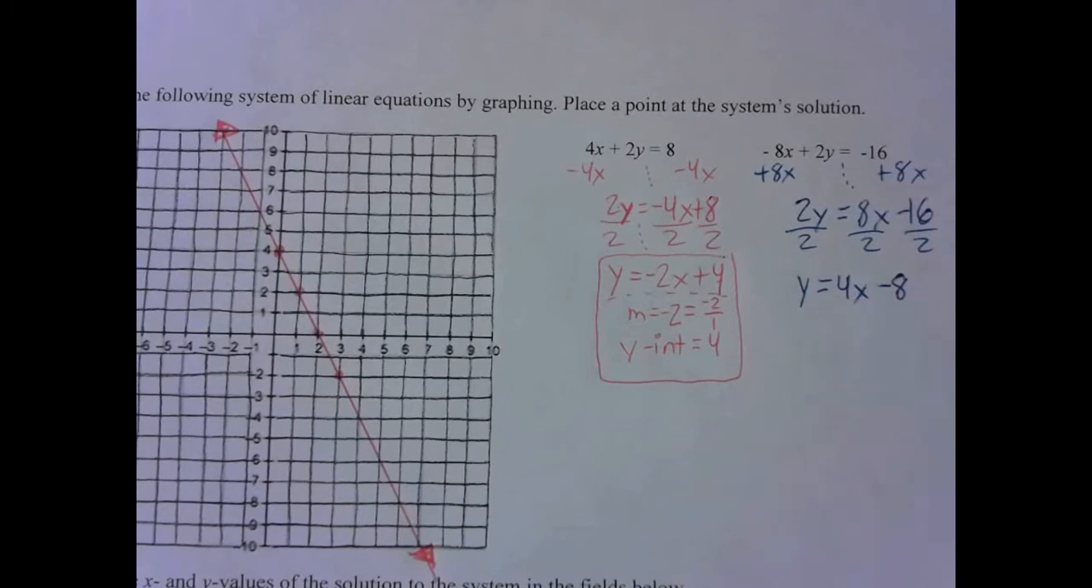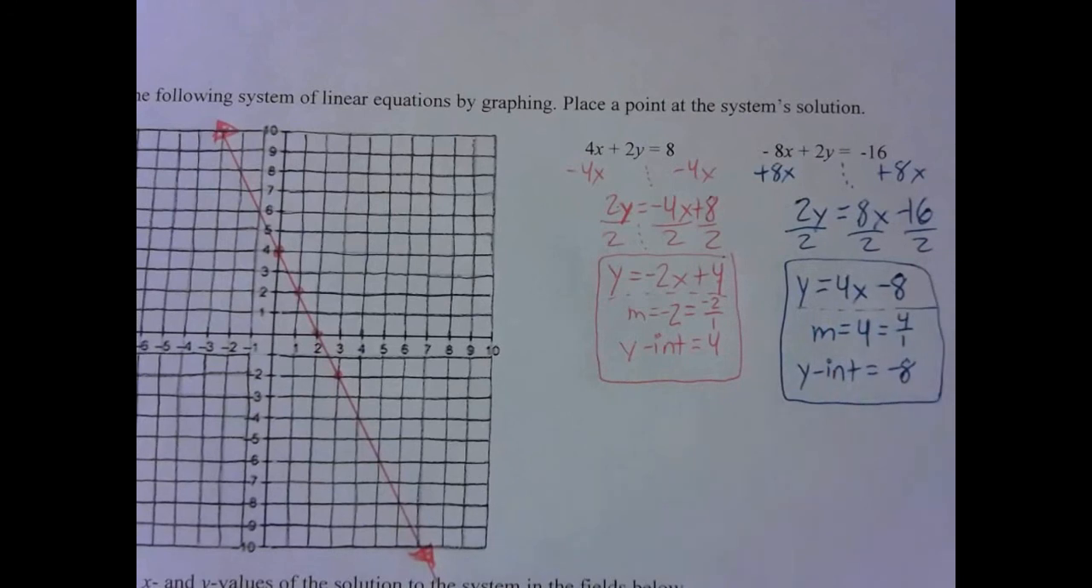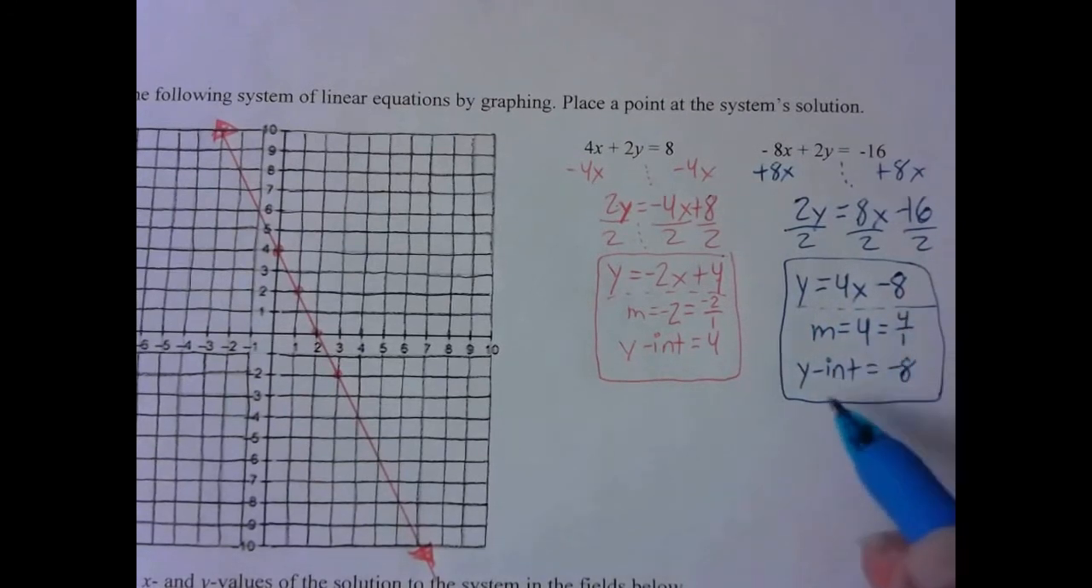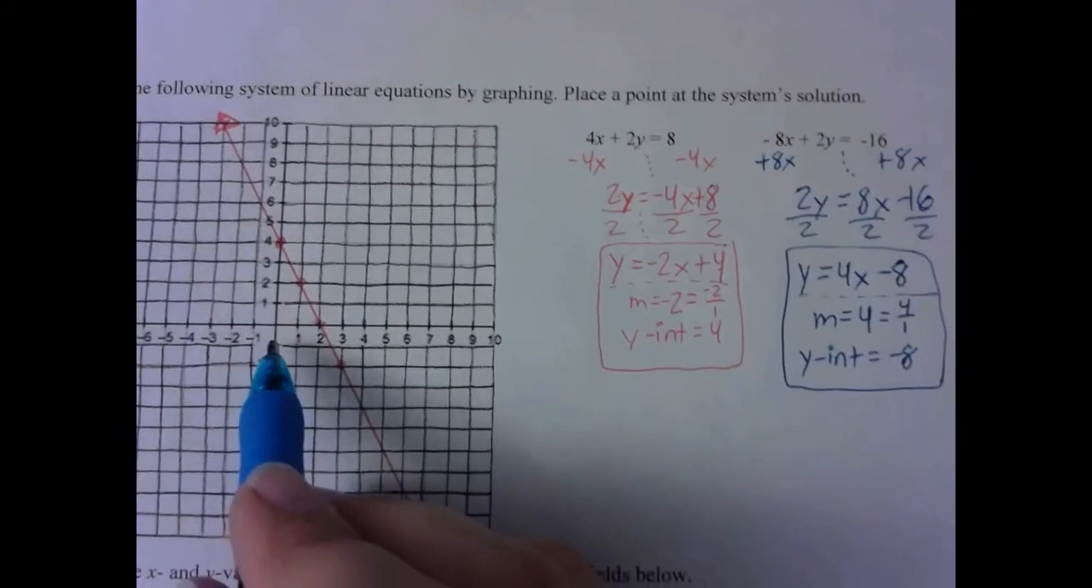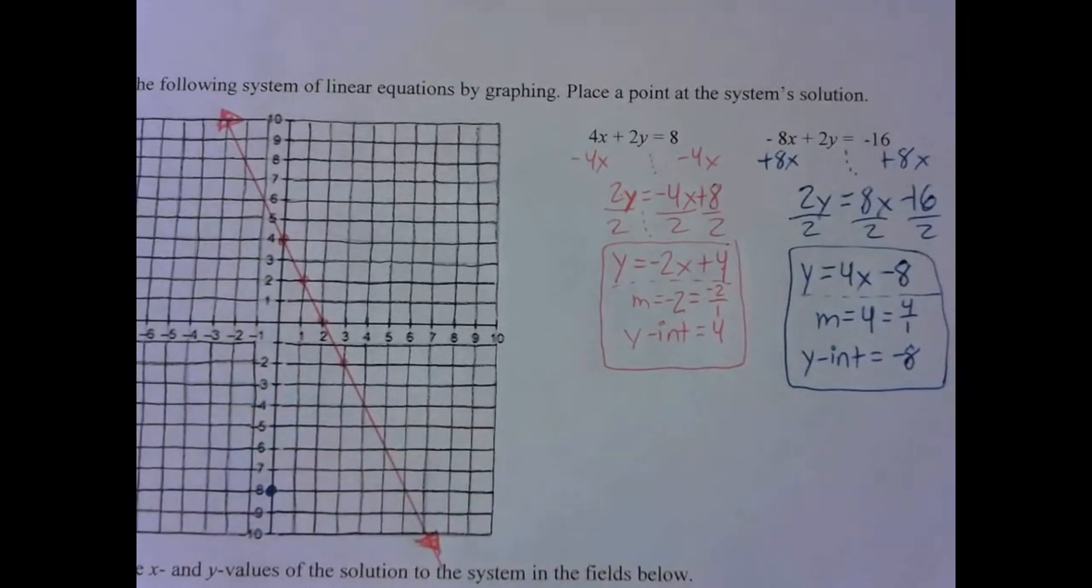Now that we have it in our favorite form, our slope-intercept form, that means our slope, that's the number in front of x, our slope is 4, which, remember, that's the same as 4 over 1. And our y-intercept, or b, is negative 8. Fantastic. Let's graph that, see what our solution is. So y-intercept is negative 8, so we go over to our y-axis, put a dot at negative 8. That'd be right there. Use our slope of 4 over 1 to find more points.